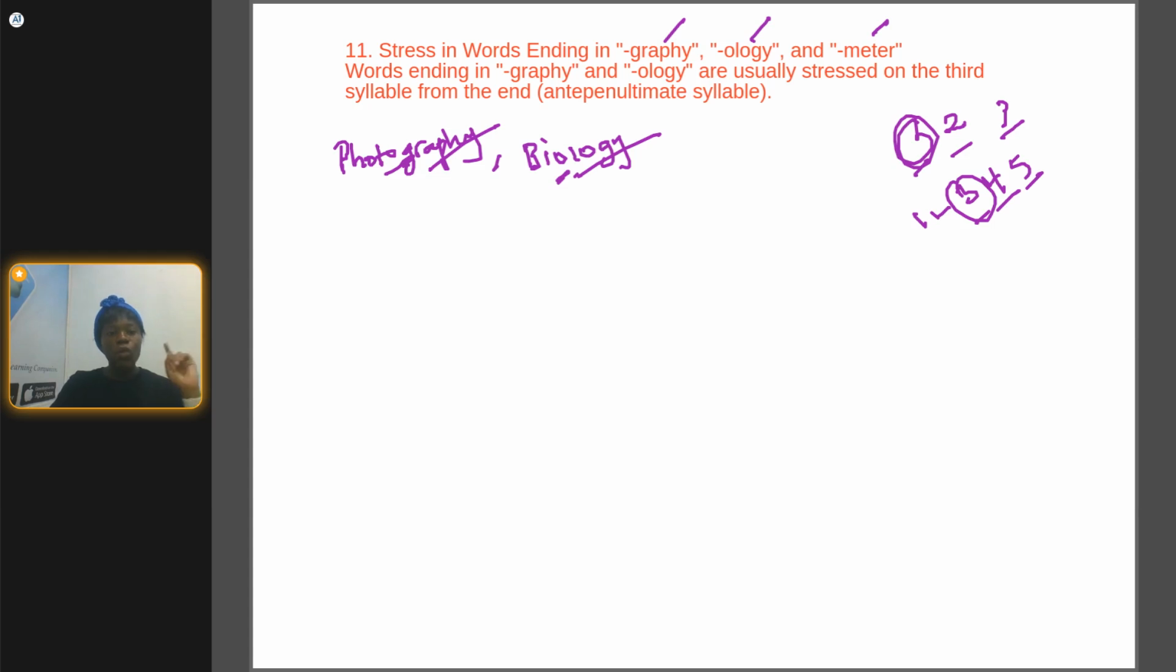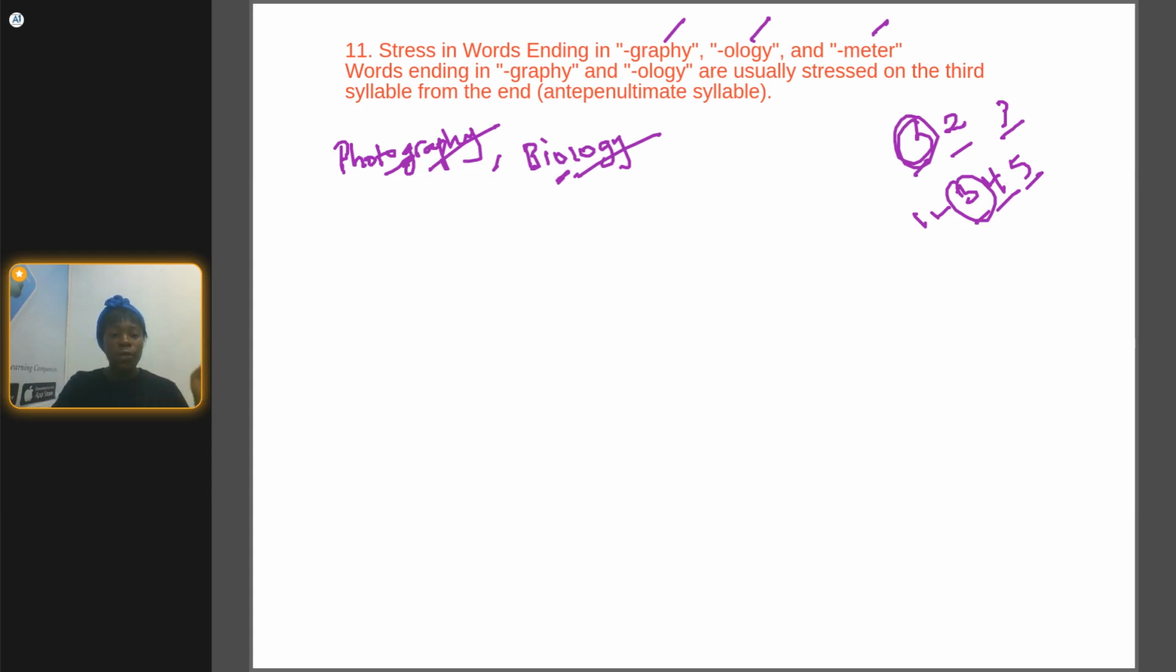Rule number 2 is words ending with ic or ical, and also the stress is usually on the syllable before the suffix. Then the third rule is words ending with ity or ety, and again, the stress is usually on the syllable before this suffix. Rule number four are words ending with al, and the stress is usually on the syllable before the al.